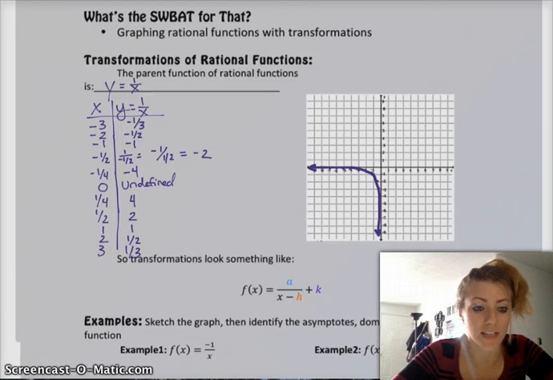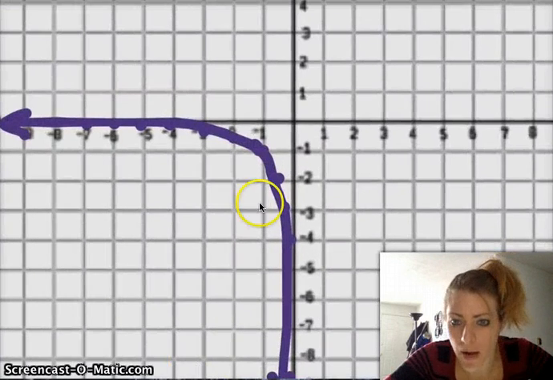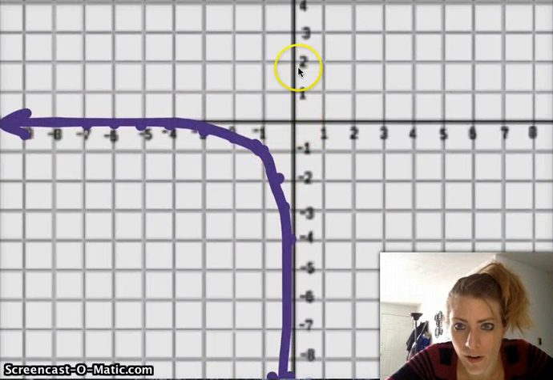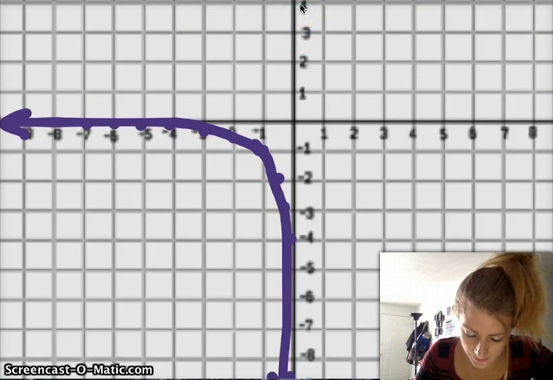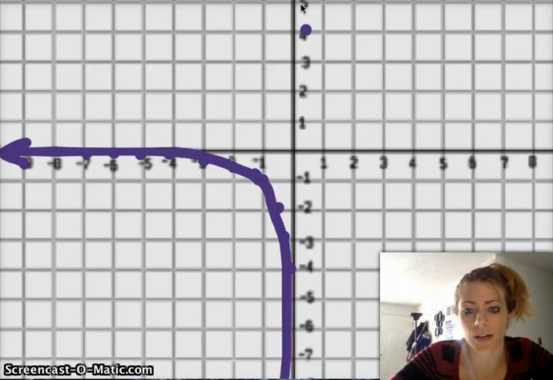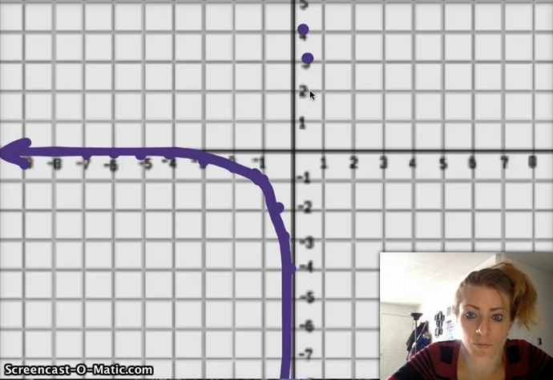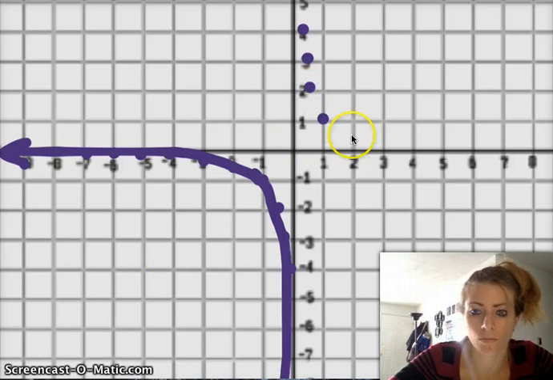On the positive side, I've got 1/4, 4. Okay, so I'm gonna go to positive 1/4 and then go all the way up to 4 and make a dot. And then I'm gonna do 1/3 and 3, 1/2 and 2, 1 and 1, 2 and 1/2, 3 and 1/3, 4 and 1/4.